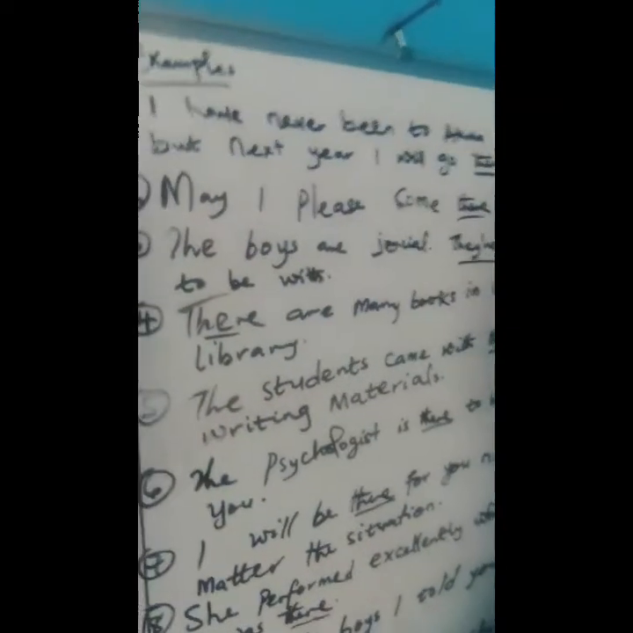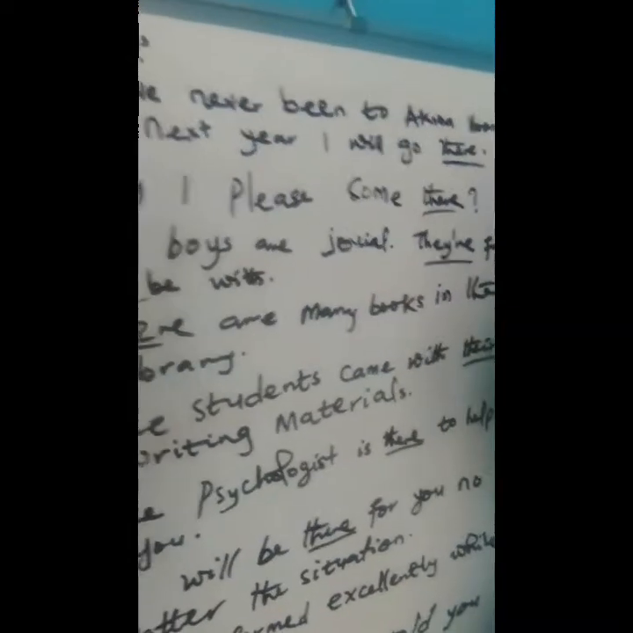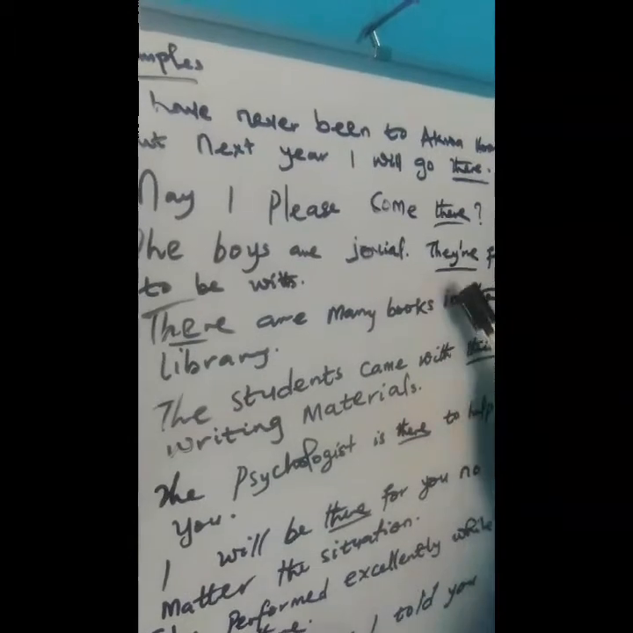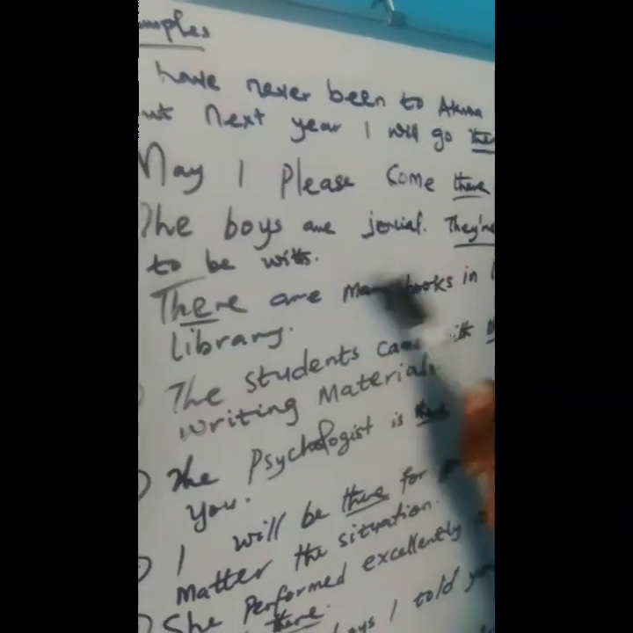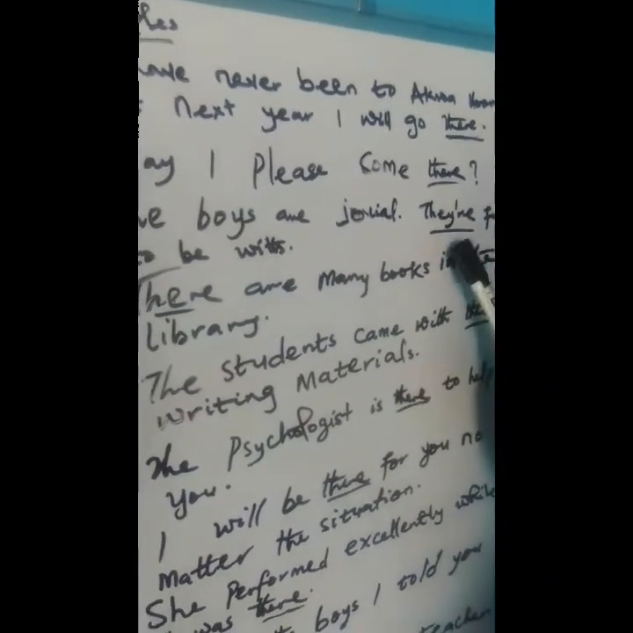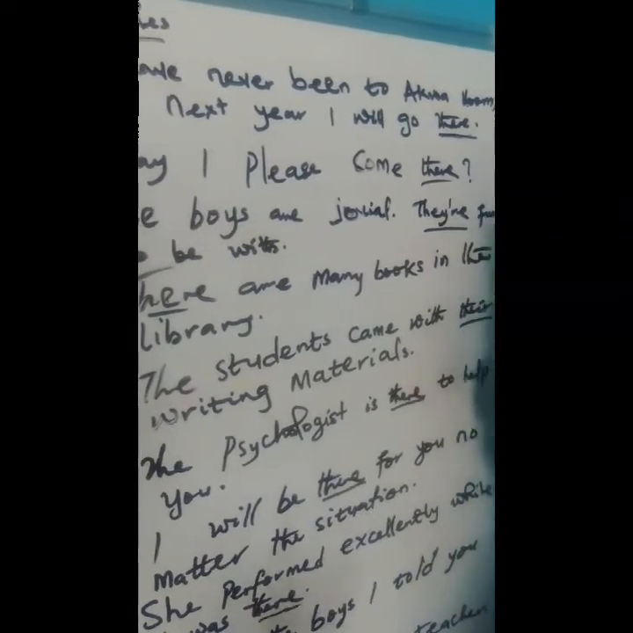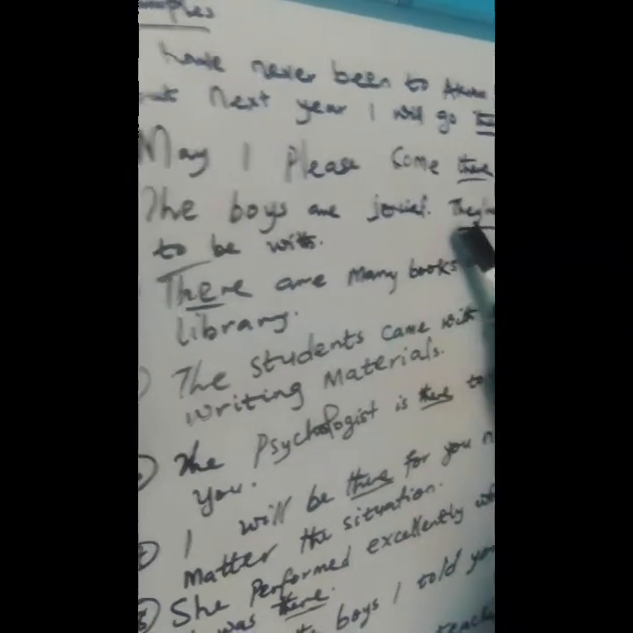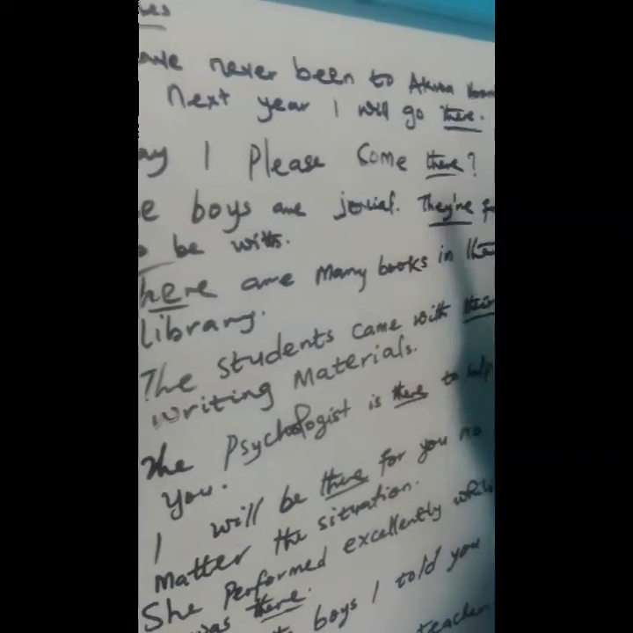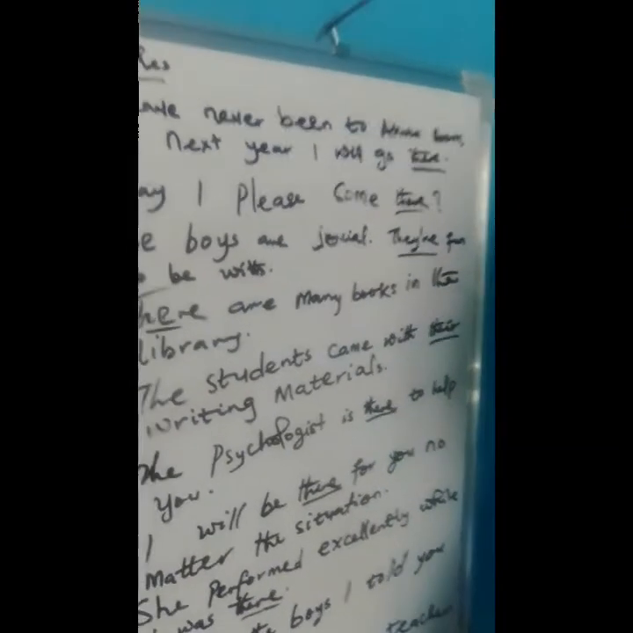Also, the boys are jovial. They're fun to be with. Now you see, they're fun to be with. They are, the contraction they're. So this they're is the correct form. The correct homophone to be here is they're. So they are fun to be with.